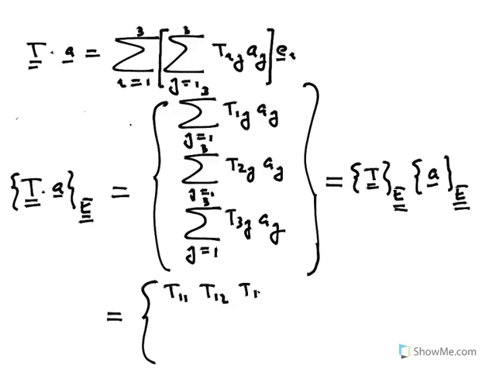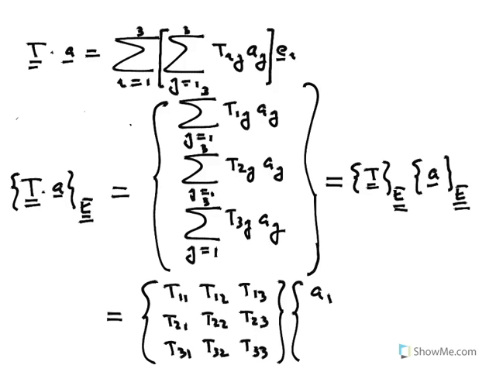T12, T13, T21, T22, T23, T31, T32, T33 multiplied by A1, A2, A3. Okay, now we've gone through the details. Now let's do an example to see how this actually works in practice, okay? And this is how tensors are used.